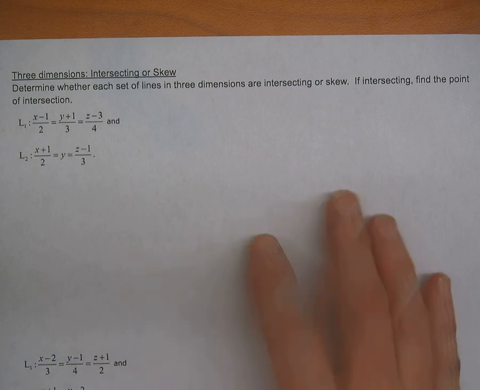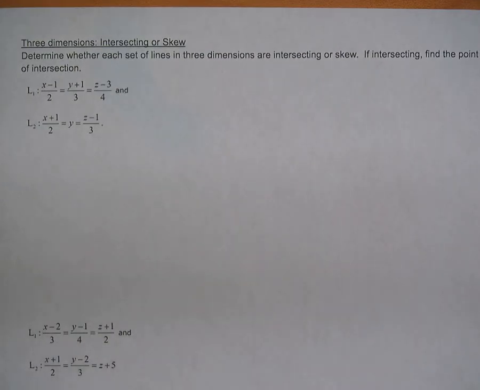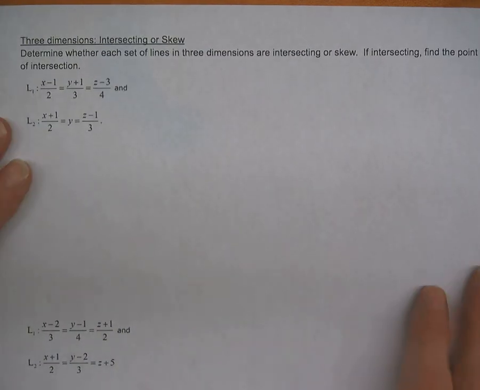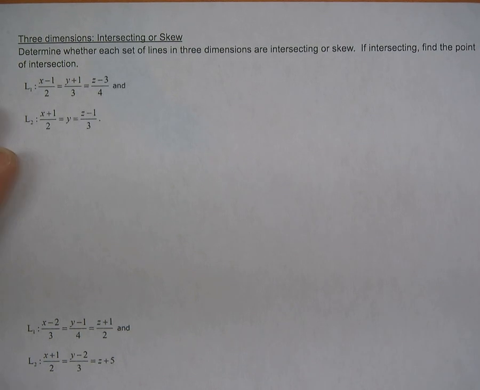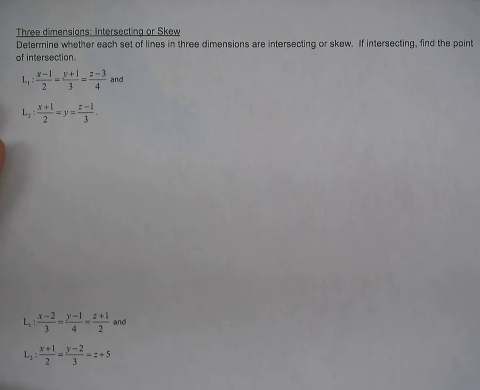So we got our problem here. Determine whether each set of lines in 3 dimensions are intersecting or skew. If intersecting, find the point of intersection. So the first thing we want to do again is write these in parametric form.